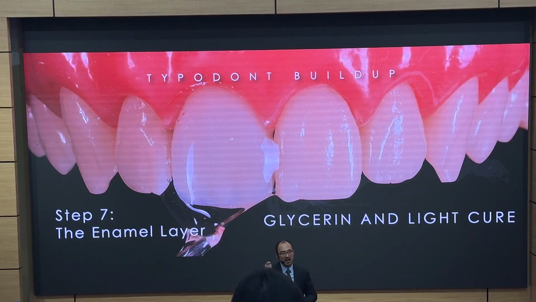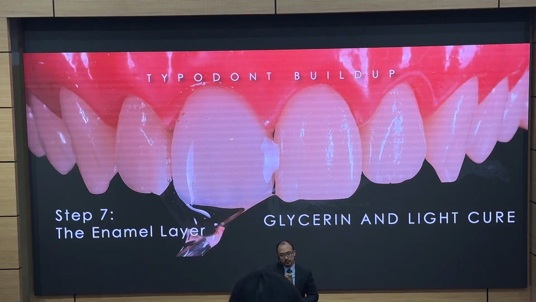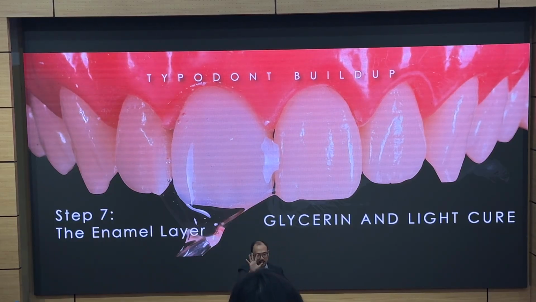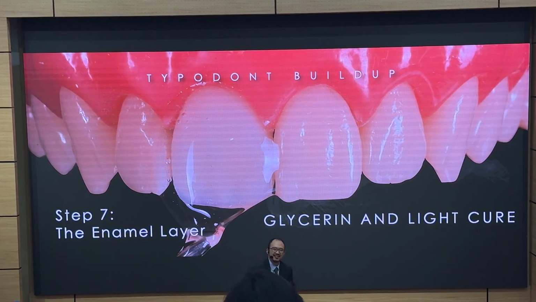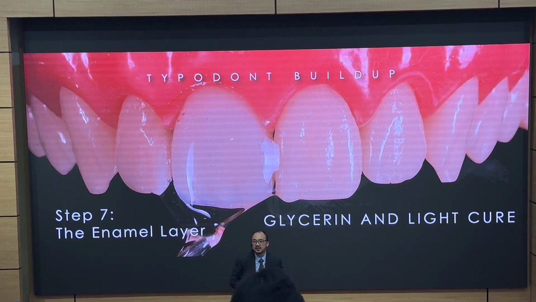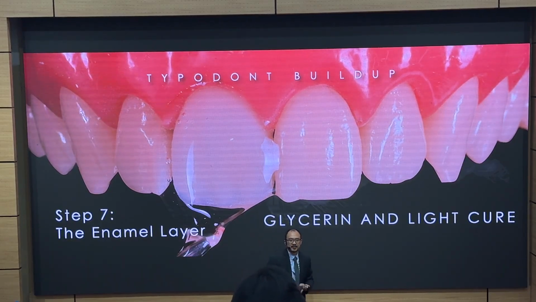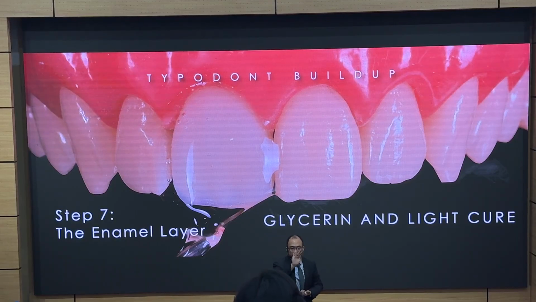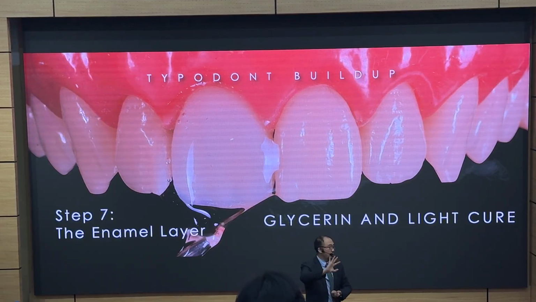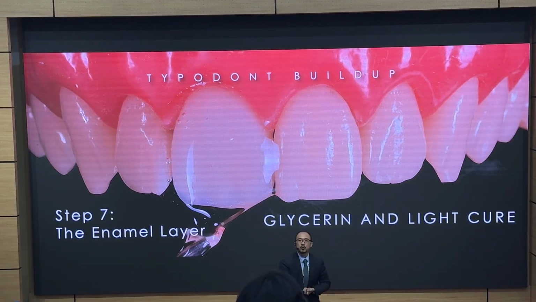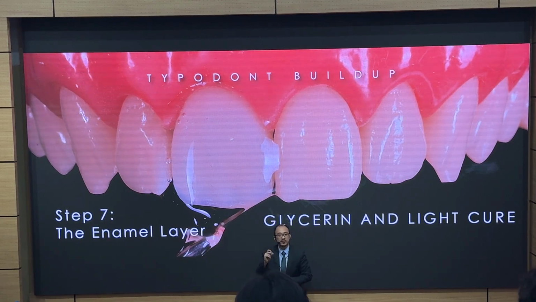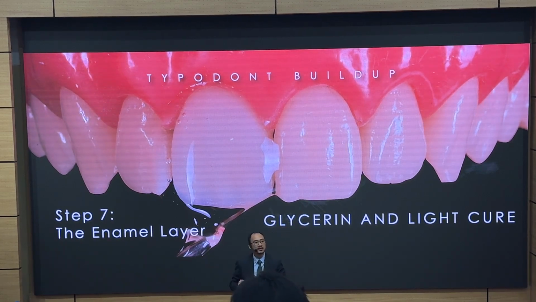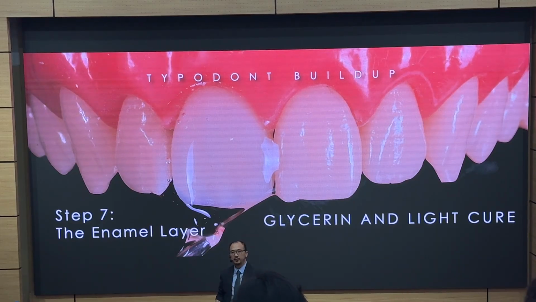So what we do is that after we do our final cure, we put a layer of glycerin, which is actually just KY jelly that you can buy in the pharmacy. It's very cheap. You cover it to block out the oxygen, and then you light it one more time. That would ensure that everything that you have there is nice and solid. Does that make sense? Okay.